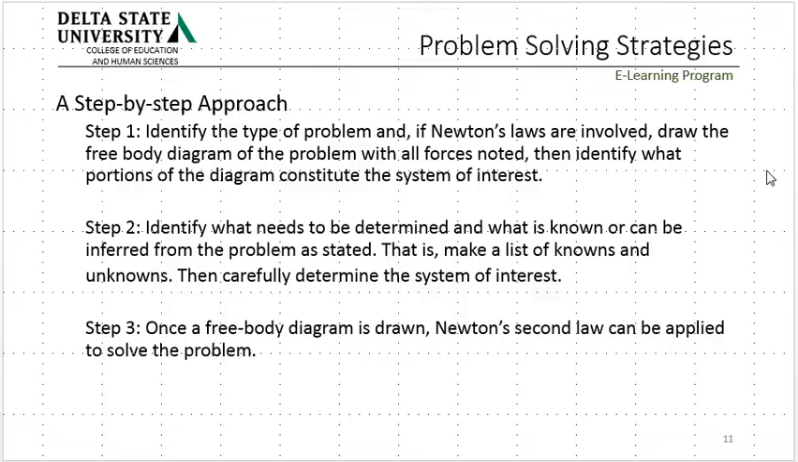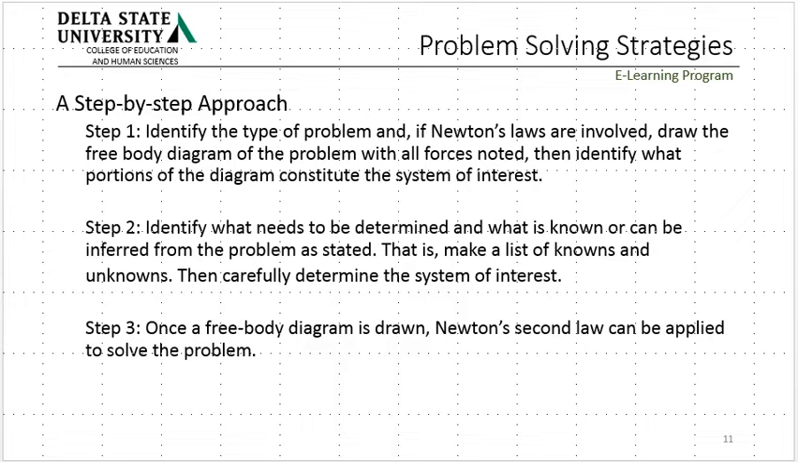Identify what needs to be determined and what is known or can be inferred from the problem as stated, like starts from rest means initial velocity is 0, or comes to rest means final velocity is 0. So you can make a list of knowns and unknowns and carefully determine the system of interest once you have your free body diagram. Once you know what you're after, then you can use Newton's laws to begin solving the problem.